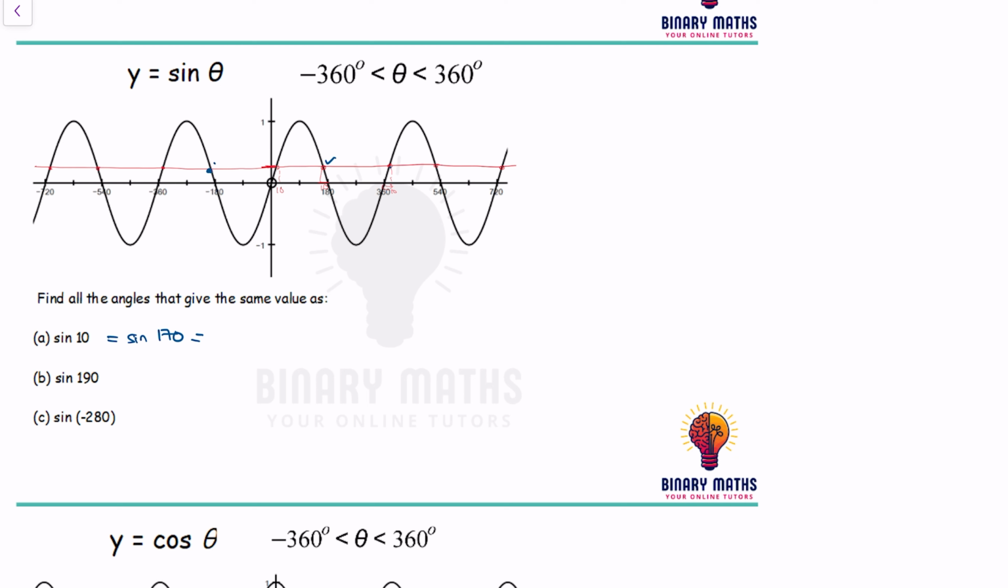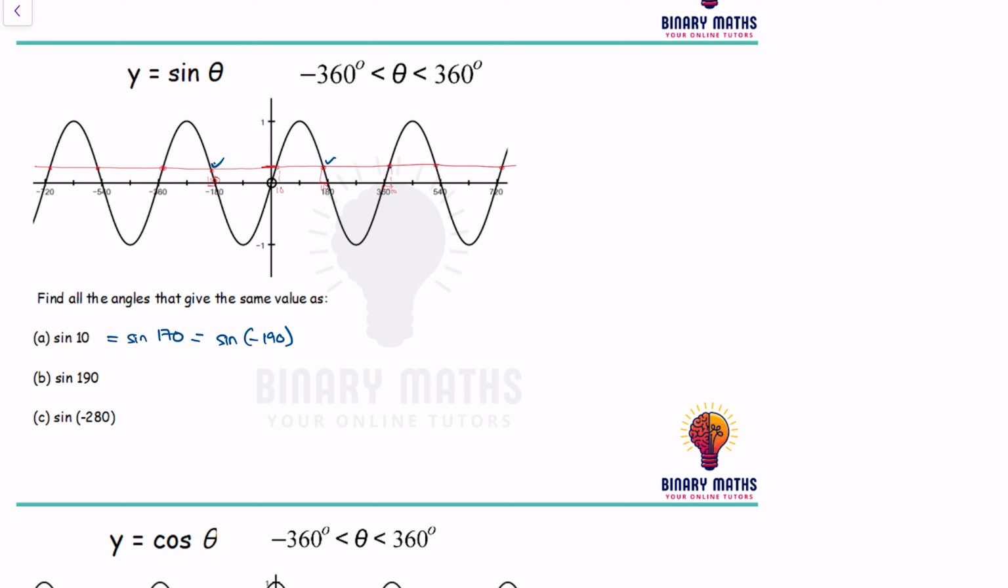Again, because of the symmetries of the graph, that must also be 10. Because it's on the left-hand side of minus 180, that must be minus 180 take away 10. So it's the same thing as sine of minus 190. Okay, so that one's now done.